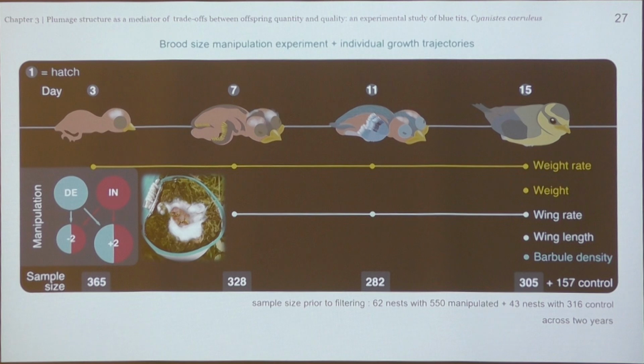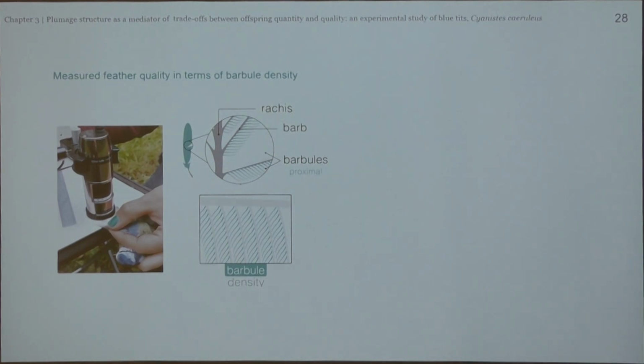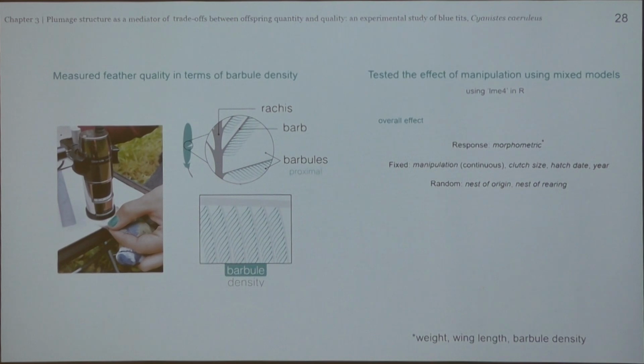And I then went back and followed their growth in terms of their weight, their wing length, as well as measuring their barbule density once their feathers were out. So once again, I used my digital microscope approach to take images, and then here I'm focusing on the results with barbule density. And to test whether there was an effect of the manipulation on the different morphological metrics, I used a mixed modeling approach in R, where I fitted as a response the different morphometrics. So I'm going to be focusing on weight. All of these metrics are taken on day 15, which we take as the final measurement because the growth of the birds tends to plateau at this point.